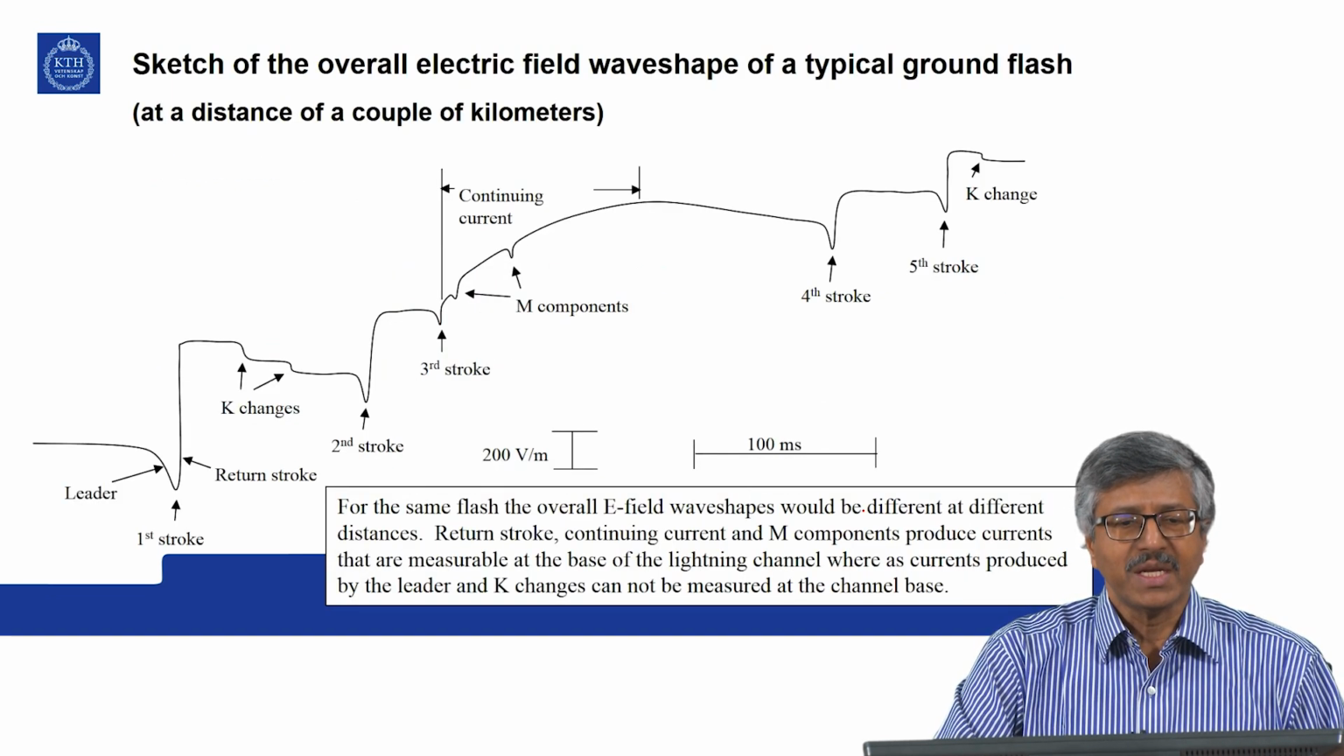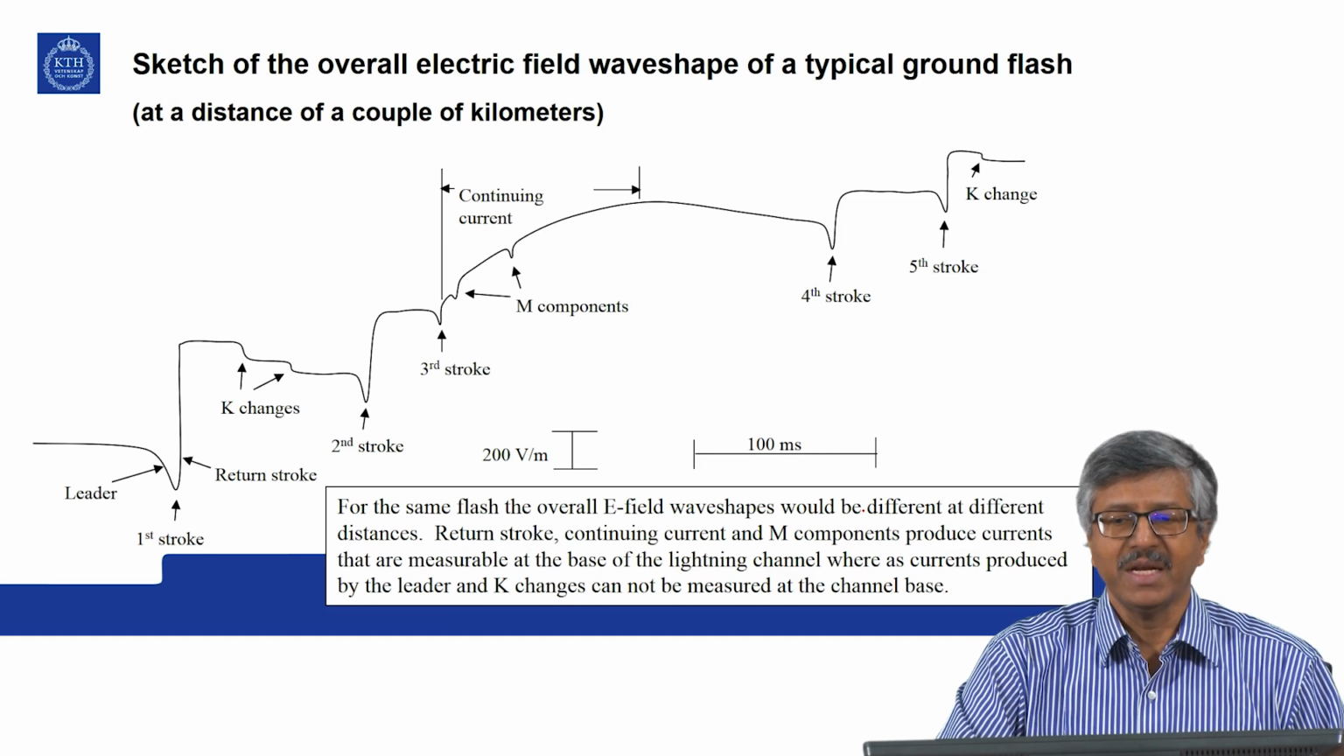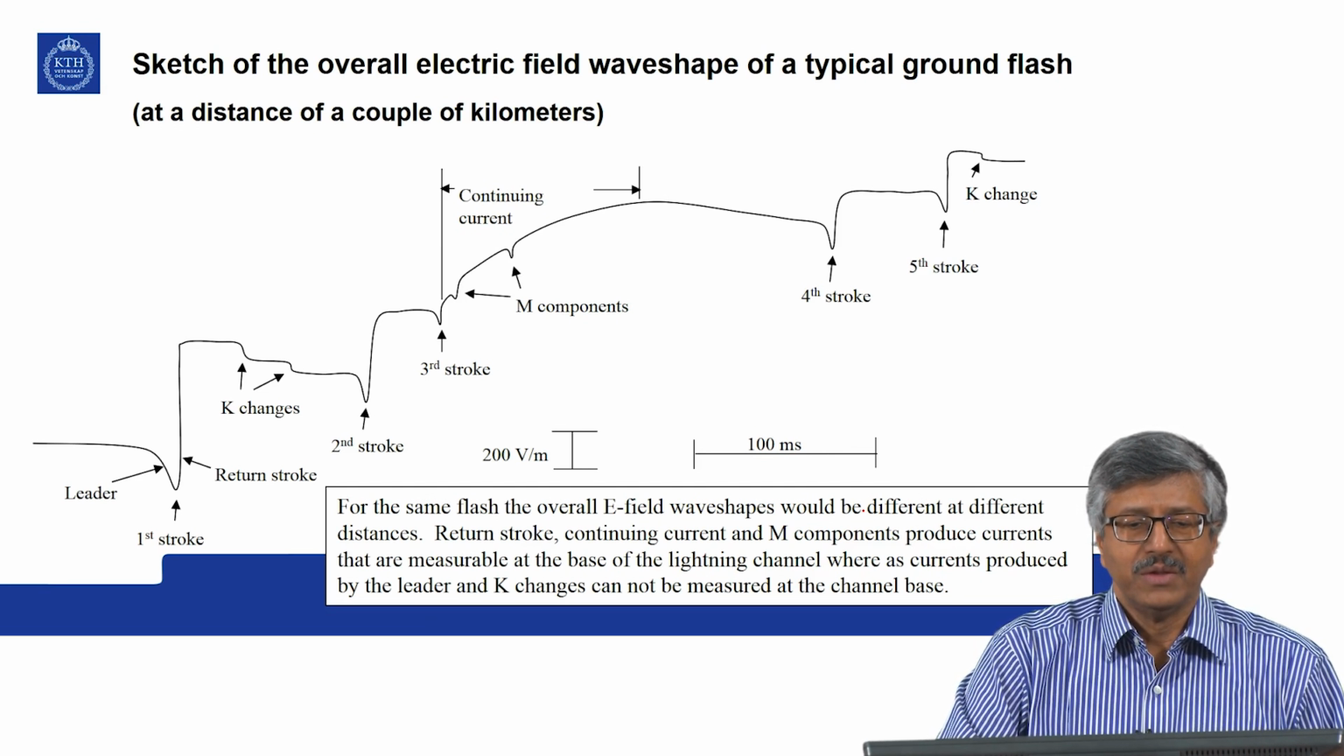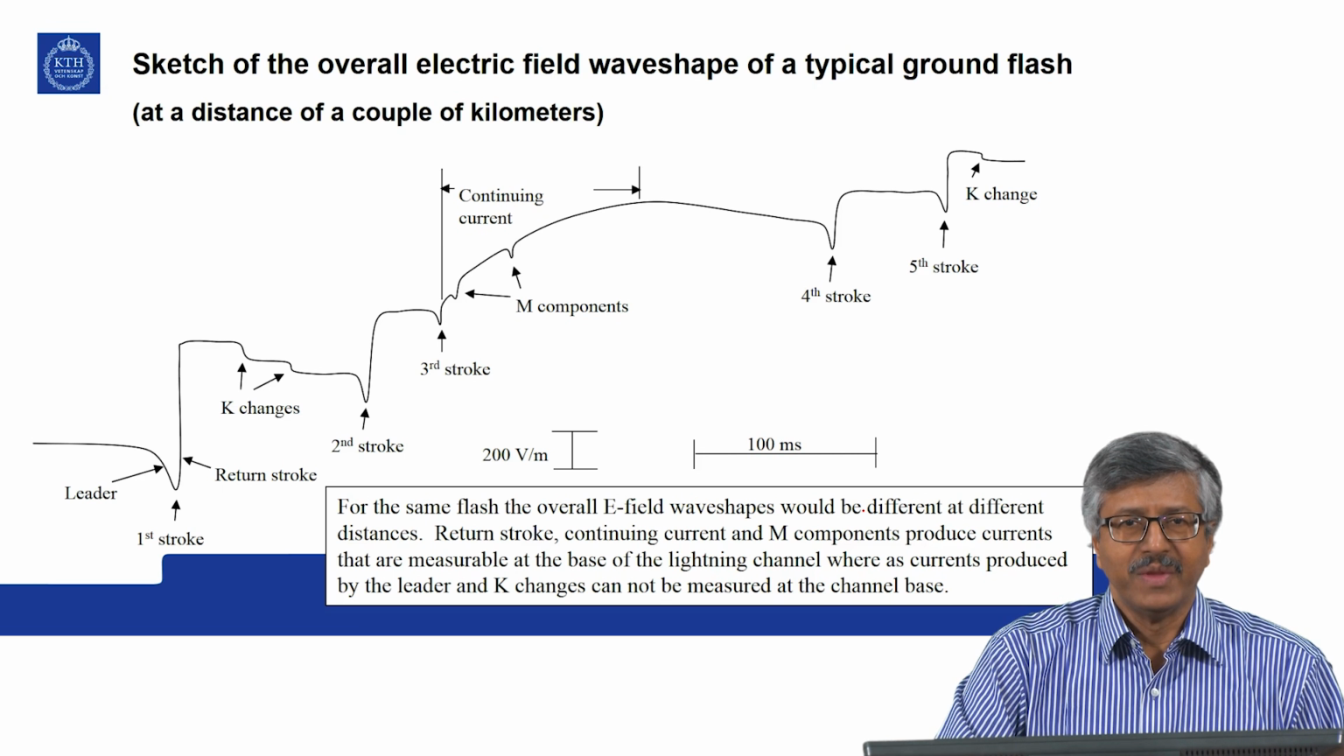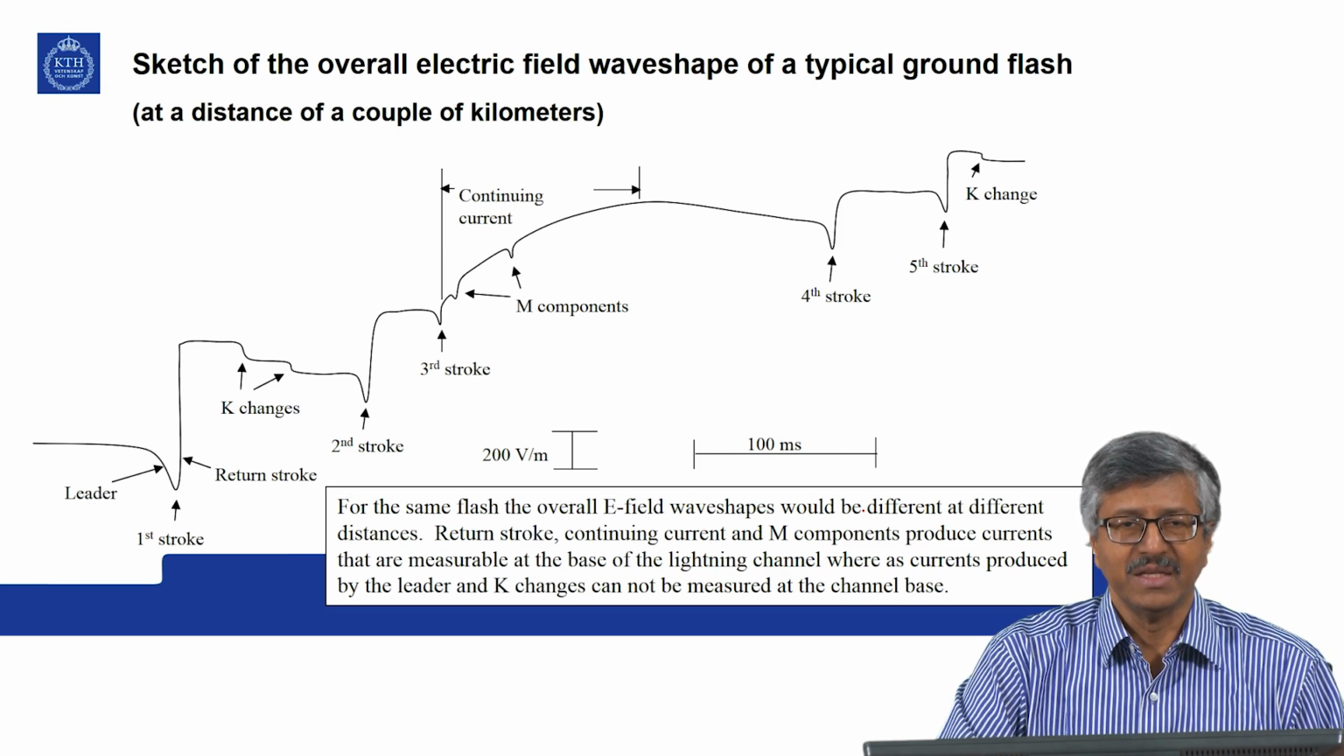What is shown here is an overall sketch of the vertical electric field wave shape of a typical ground flash at a distance of a couple of kilometers. This is from the lightning channel. These fields are produced by the lightning channel, the vertical part connecting earth to the cloud.